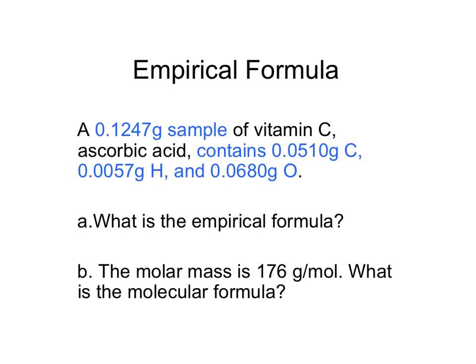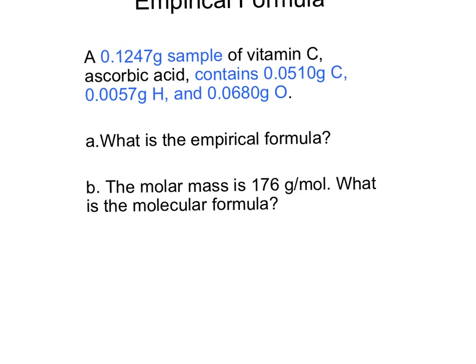This is a sample of vitamin C, 0.1247 grams of it, and it contains 0.0510 grams carbon, 0.0057 grams hydrogen, 0.0680 grams of oxygen. What's the empirical formula? And then the molar mass is 176. What is the molecular formula?